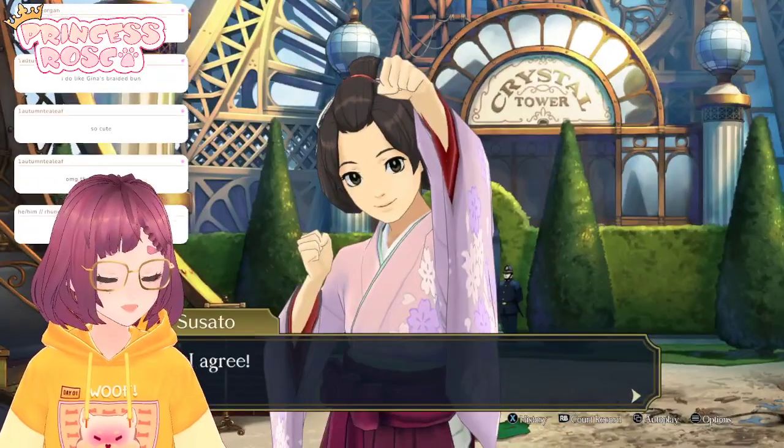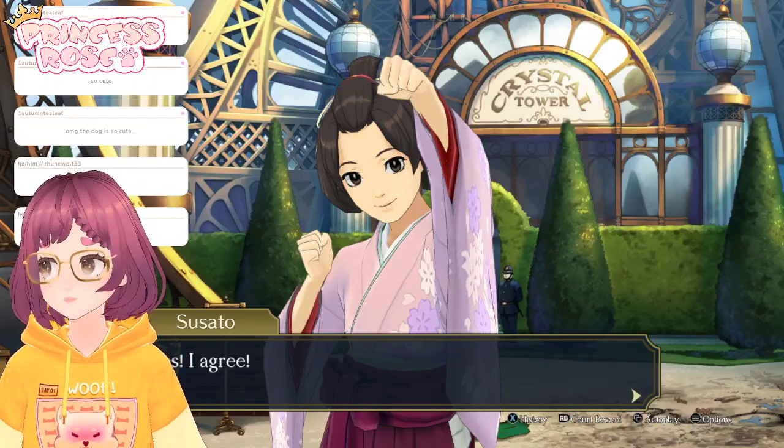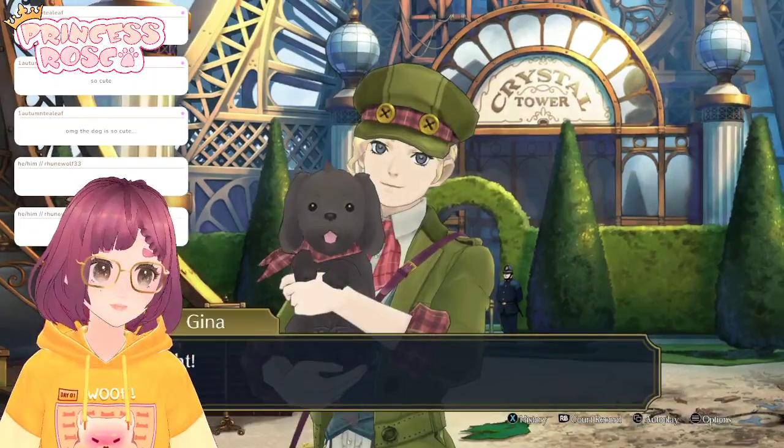The dog is so cute. I know, so adorable. Yes, I agree.